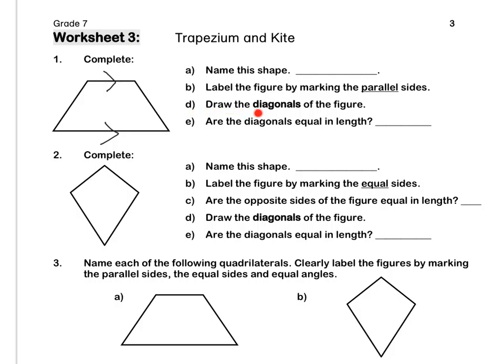D. Draw the diagonals of the figure. There's one diagonal and there's another diagonal. D. Are the diagonals equal in length? For this specific trapezium, the diagonals are going to be equal in length, so it's true. However, for other trapeziums, this is not always going to be true. Pause this video to complete question 1 and question 2.